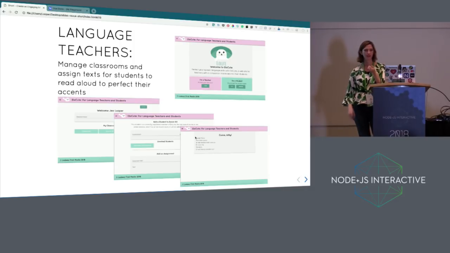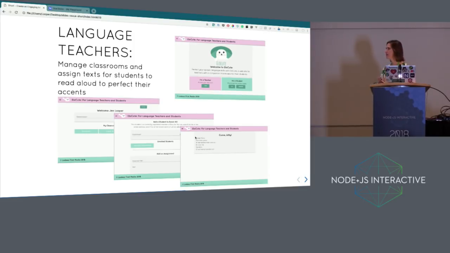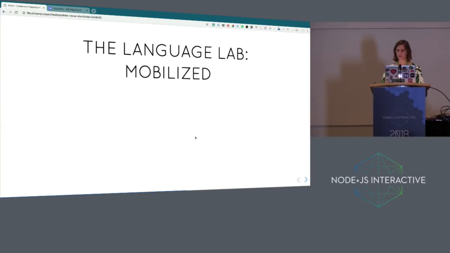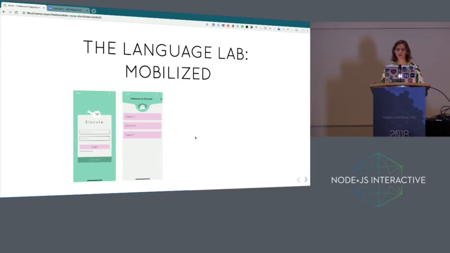There's an algorithm that's testing how close the teacher's text is to what the students just transcribed by speaking. So it's an interesting way to test how well you're able to express yourself, whether at least a mobile phone can understand what the heck you're trying to say, so accent perfection and comprehension. So the language lab is mobilized on the web, and we have Elocute for students.